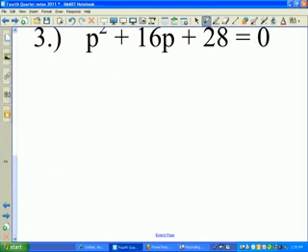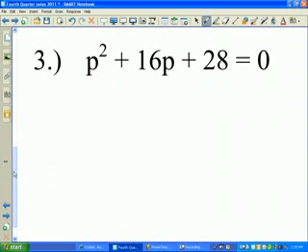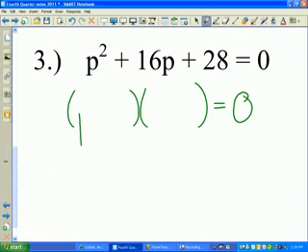And lastly, so now we have an equals 0. So that means we're going to solve after we factor. So if I have my leading coefficient of 1, that means I'm splitting up my p's. And I'm thinking, what two numbers multiplied together will give me 28? So we can use what? 7 and 4. Would that give me 16?